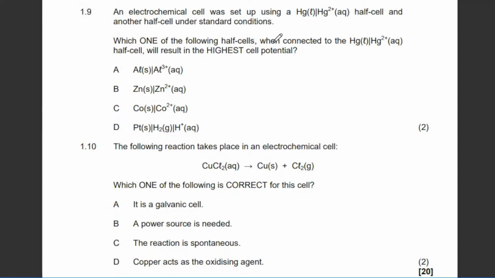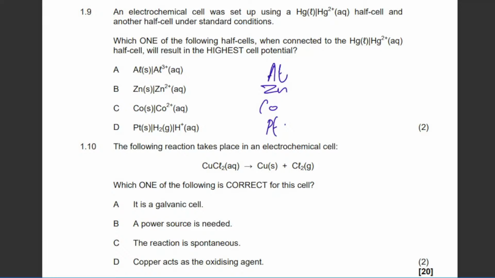Which one of the following half cells, when connected to the mercury half cell, will result in the highest potential? So it means that I have to look at which one is being oxidized more, the strongest reducing agent here. So I have to go to the scale, because here they're saying zinc, cobalt, and platinum, plus aluminium.